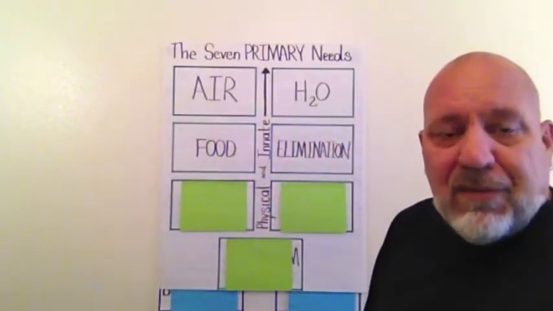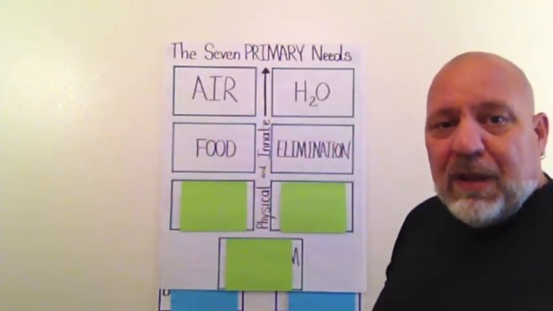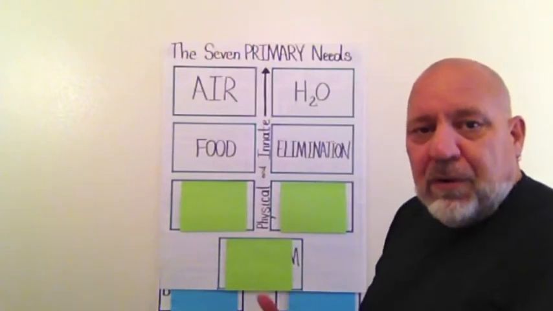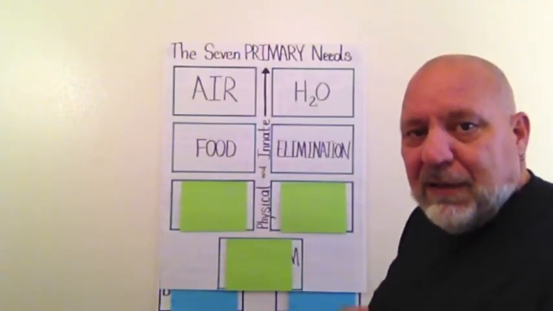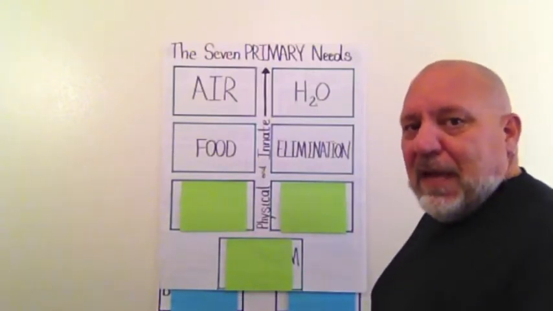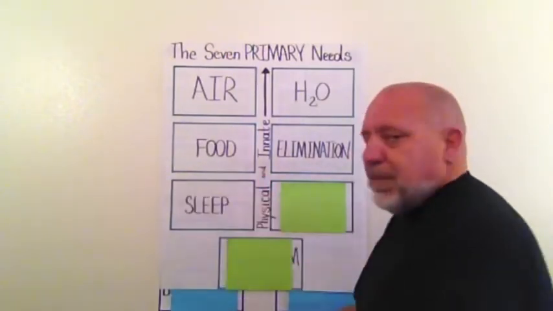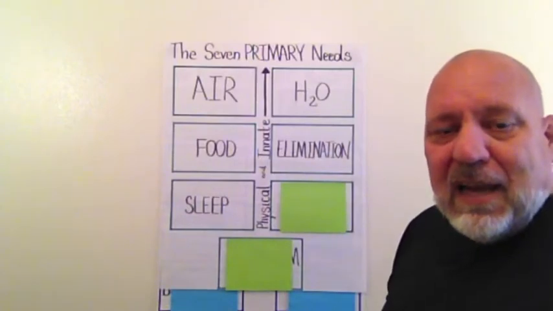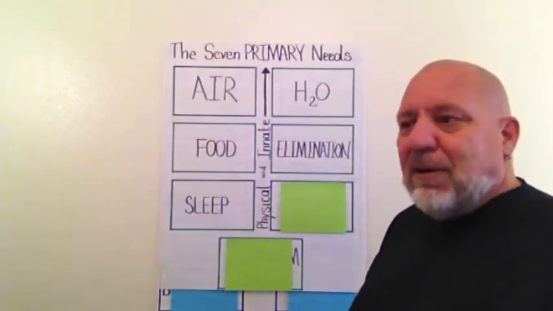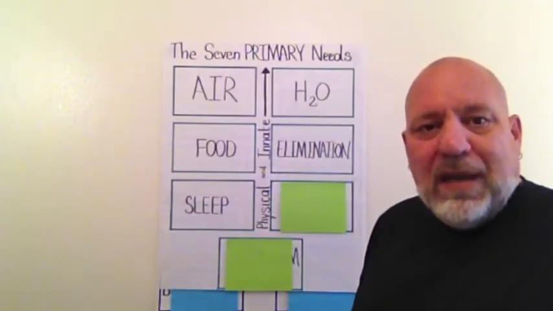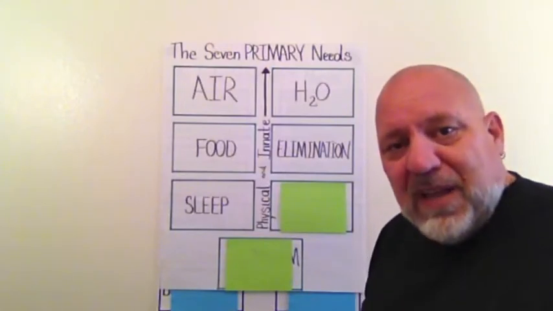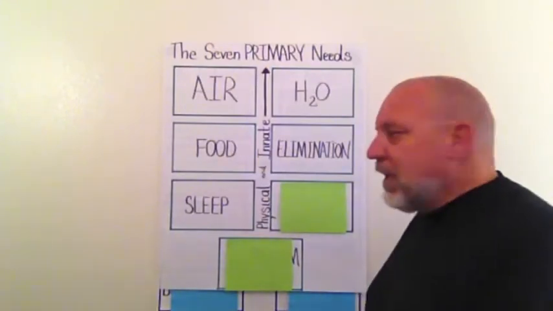We need a process of elimination so that we can get rid of the waste products that come from the food and the water and the air that we take in. There's got to be an elimination process to get rid of that waste. Sleep. Our brain needs adequate rest. Our systems have a cycle in which certain systems wait till we're asleep before they reset and make sure other systems are working properly.